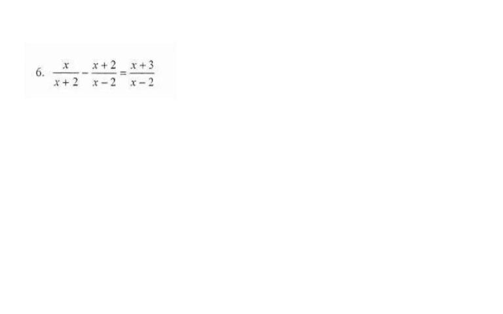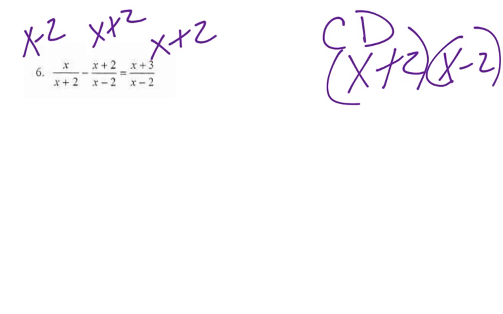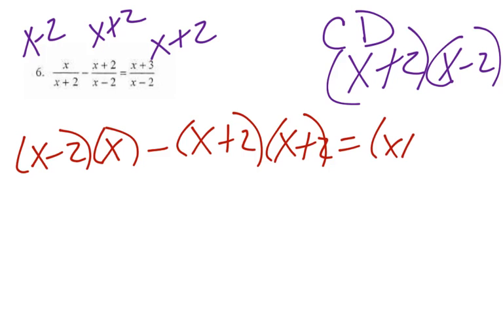Okay, number 6. The common denominator is x plus 2 and x minus 2. So when you compare, the first one is missing x minus 2, the next one is missing x plus 2, and the last one is missing x plus 2. So your equation is (x minus 2) times x minus (x plus 2) times (x plus 2) equals (x plus 2) times (x plus 3).